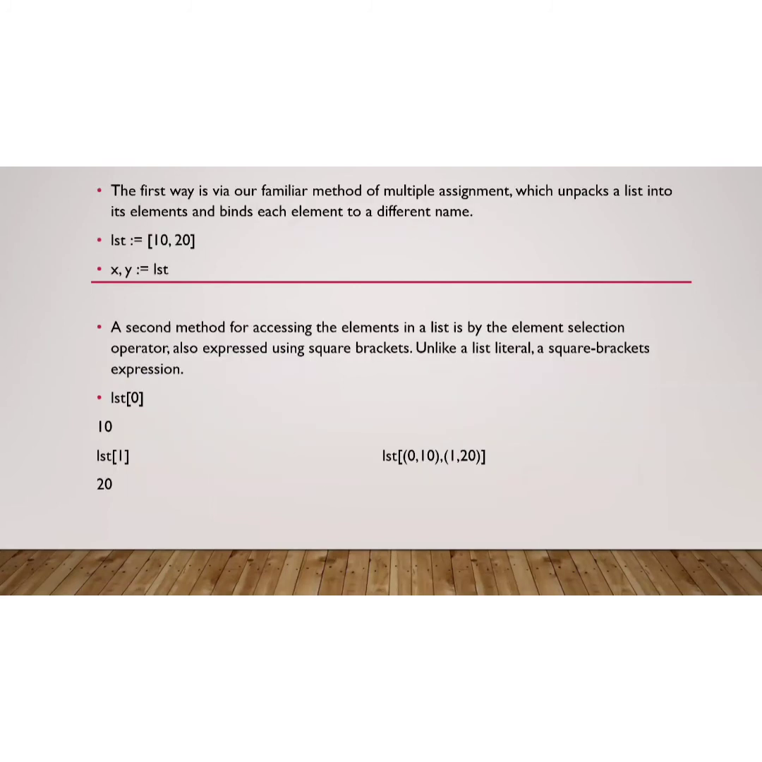Okay, next, list and tuples can be accessed in two ways. One is multiple assignment, another one is the element selection operator. One is what? Multiple assignment. Another one is what? Element selection operator. Okay, what is meant by multiple assignment? In this way, the elements stored in a list, each element is bound to a different name.